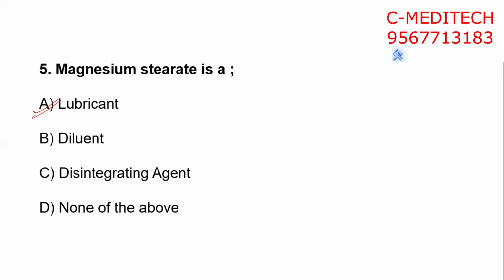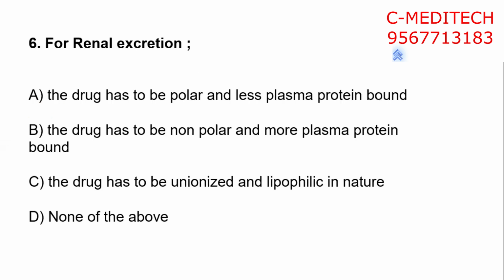So now let's move on to question number 6. We have question number 6 for renal excretion. What is the condition for renal excretion? For a drug to be eliminated by the renal route, the drug has to follow some condition. So what is that? Okay, so we have the options.